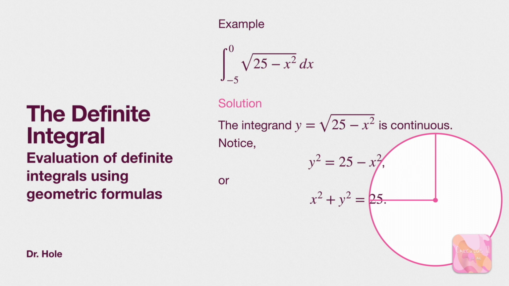Well, use a geometric formula for the area of the entire circle. The area of the entire circle is pi r squared. This circle has r equaling 5, so that's 25 pi. But the definite integral represents only a quarter of the circle. Thus, we can easily evaluate this definite integral using a geometric formula as the value 25 pi, that's the total area, divided by 4.